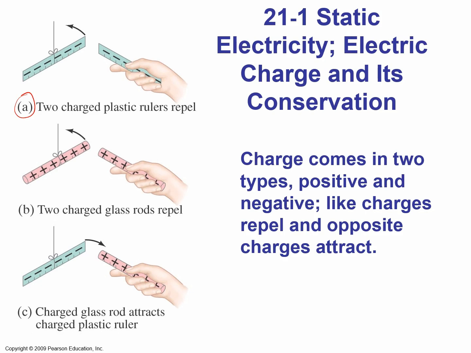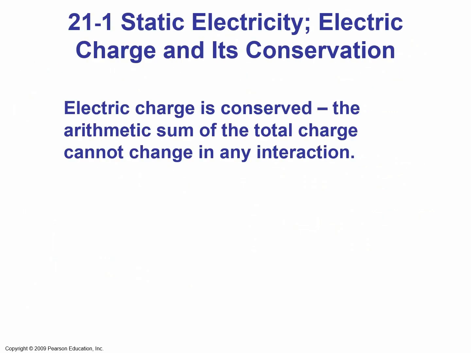In part B, we have a similar scenario, but both rulers are positively charged, and as we get closer to the stick which is hanging, it starts rotating. In part C, one ruler is negatively charged and the other one that we have in our hand is positively charged. As we bring them closer, they attract each other, and the hanging one gets closer to the one we are holding. Electric charge is conserved. The arithmetic sum of the total charge cannot change in any interaction.